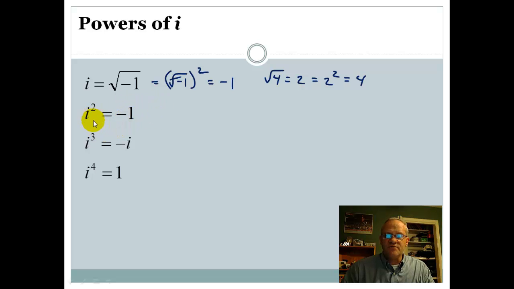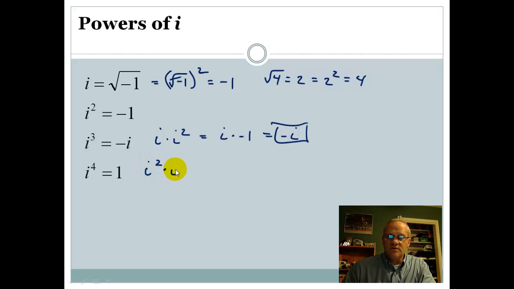And then going further down the list, i to the third. i to the third is really just made up of what? i times i squared. Well, what's i? Again, we said i is up here. What's i squared? i squared is negative 1. So this is really the same thing as i times negative 1, which just equals negative i. Okay, as I've got written here. And then i to the fourth is 1. Well, what's that made up of? That's made up of i squared times i squared, and i squared is negative 1, so this is really the same thing as negative 1 times negative 1, which is positive 1.